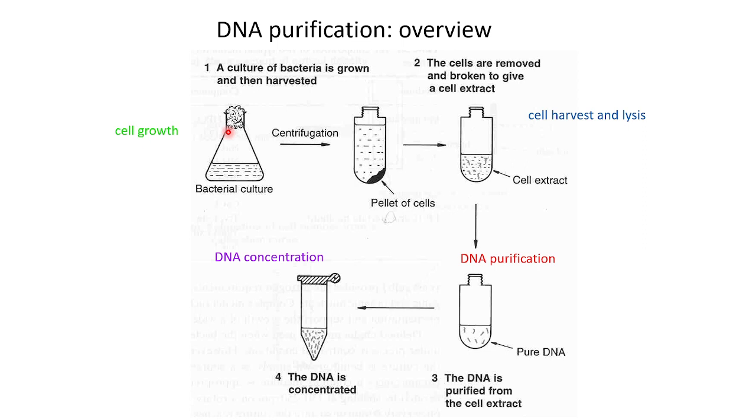This is the same as what I have spoken about before. You harvest the cells and then centrifuge them, and you get a pellet of the cells. There can be other unnecessary ingredients, and then you collect the cell extract, after which you purify the DNA, then concentrate your DNA and you get the pure form of the DNA.